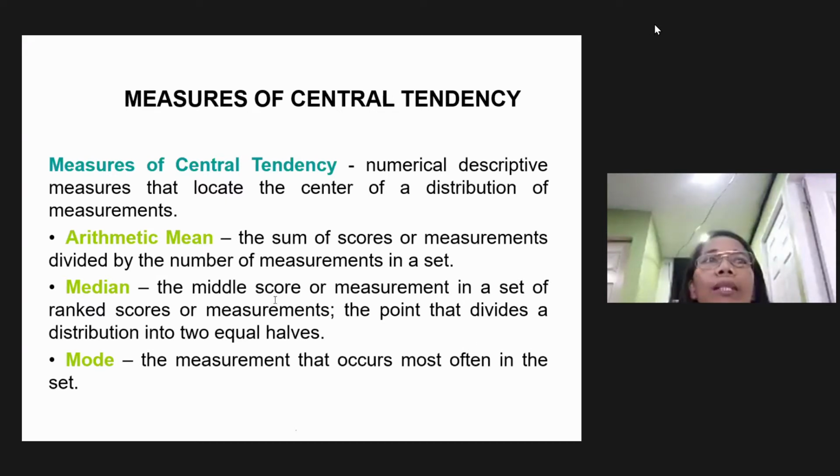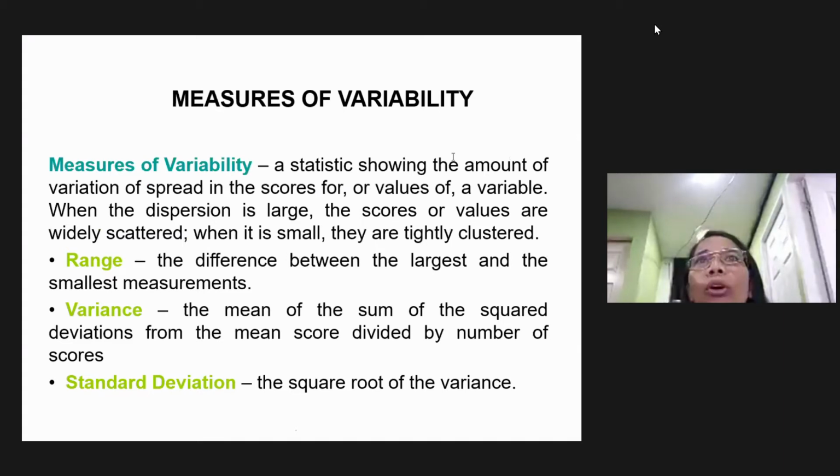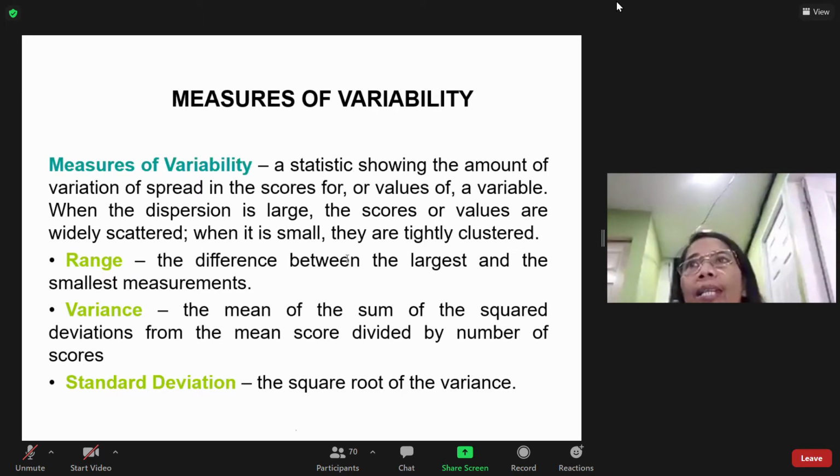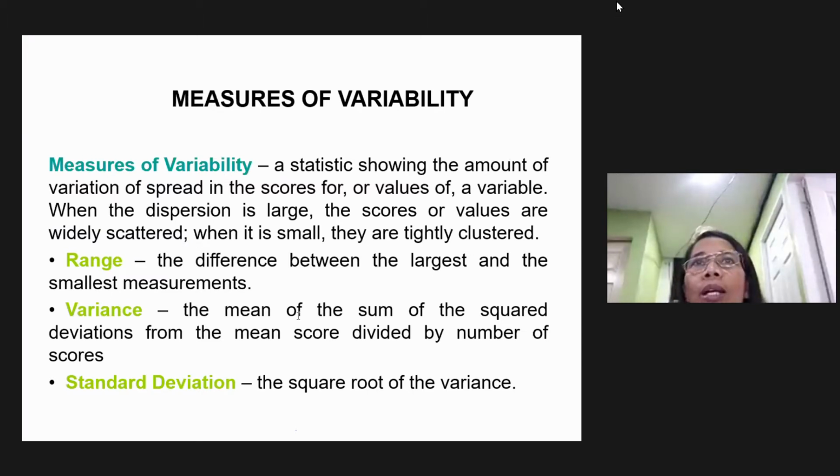So, we have what we call measures of variability. Measures of variability are statistics showing the amount of variation among values of a variable. When the dispersion is large, the scores or values are widely scattered. When it is small, they are tightly clustered. Okay. It could be range, the difference between the largest and the smallest measurements. For example, positive 10 to negative 10, that's a range, right?